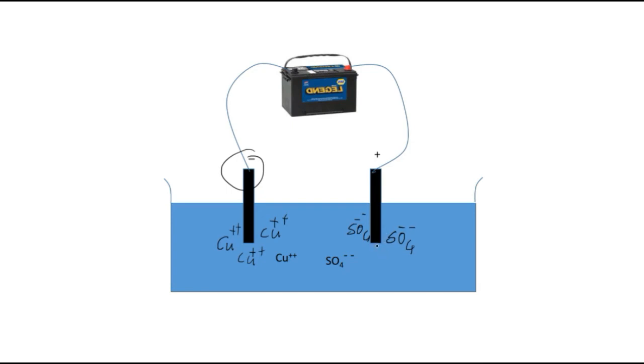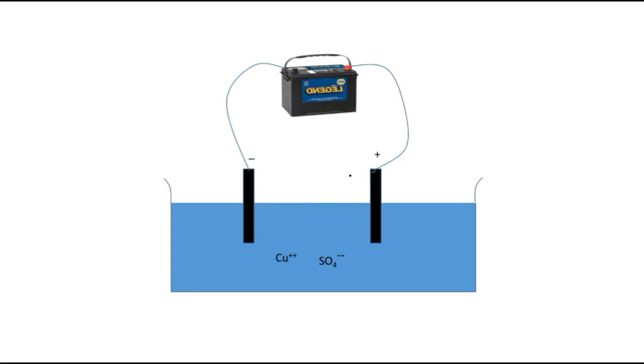Now what has happened here? We have made copper ions move towards a negative electrode, right? We have made copper ions move towards the negative electrode. Please remember this point, right?